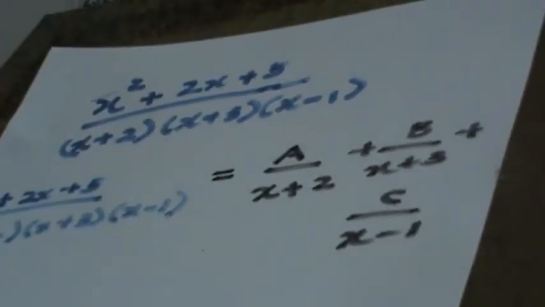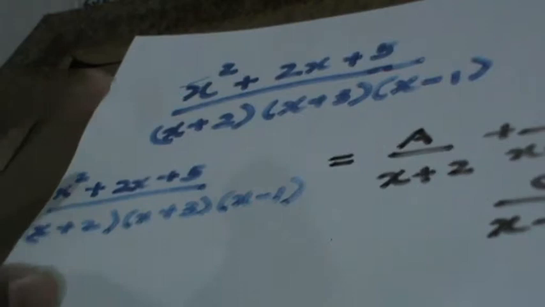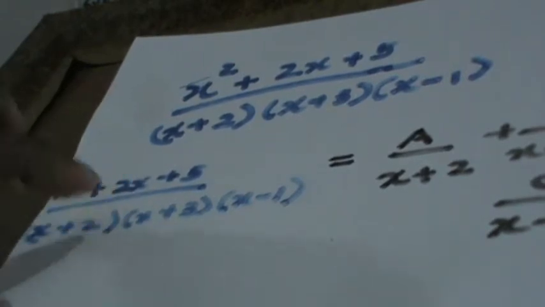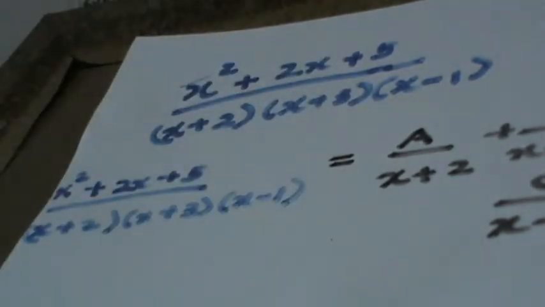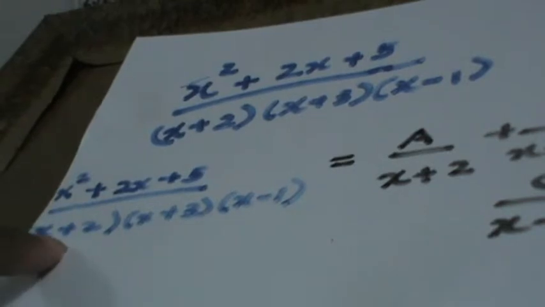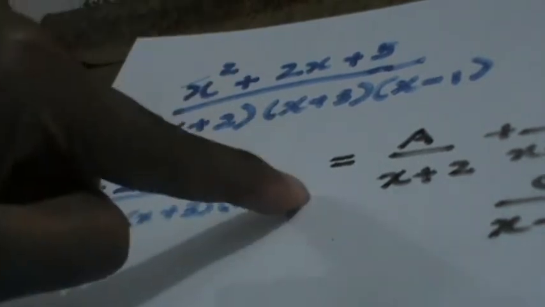A divided by x plus 2, b divided by x plus 3, and c divided by x minus 1. Now, as the second step, you have to multiply both sides by the denominator of this fraction. The denominator is x plus 2 times x plus 3 times x minus 1. So you multiply both sides by x plus 2 times x plus 3 times x minus 1.